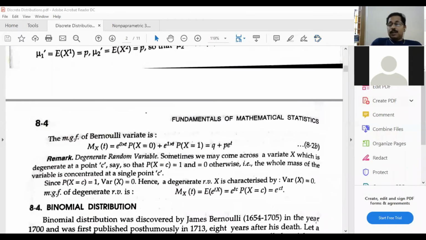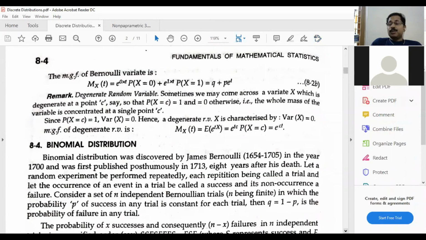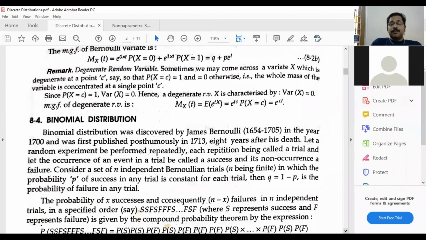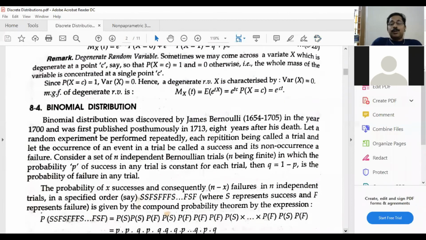And now we are discussing the third one, and this is one of the important distributions among the discrete distributions. Okay, this distribution is called the binomial distribution. This is a very important distribution, and it has wide applications in various fields. So we come to this topic, the binomial distribution.